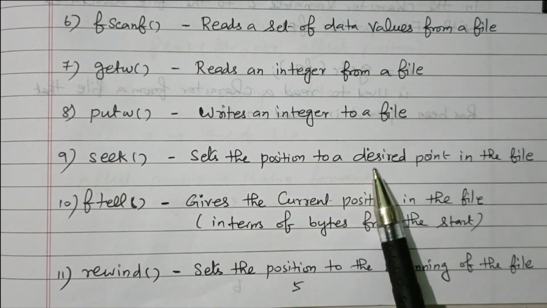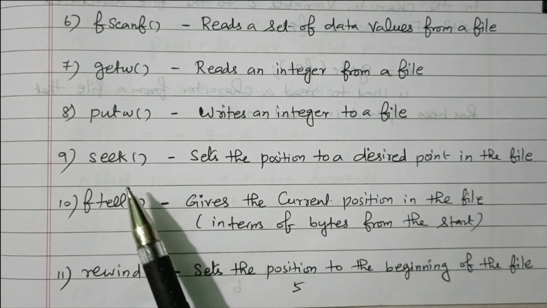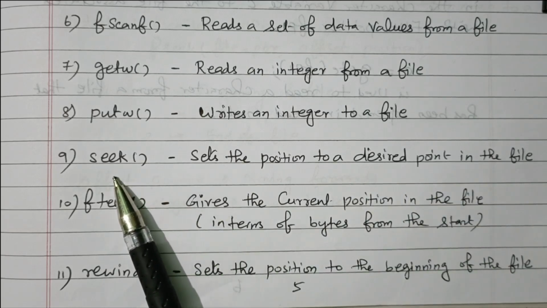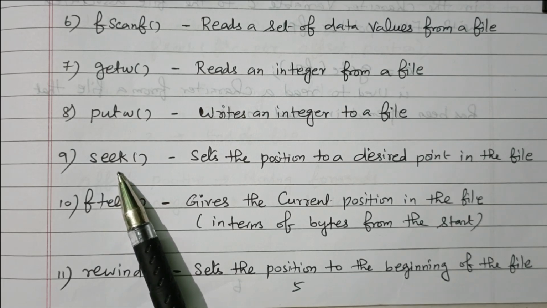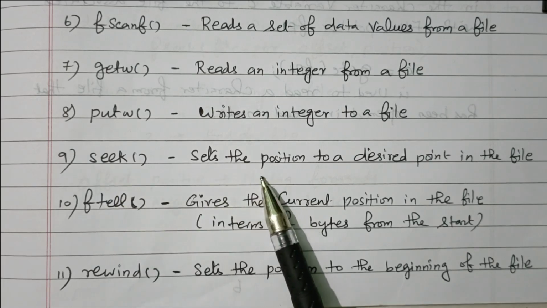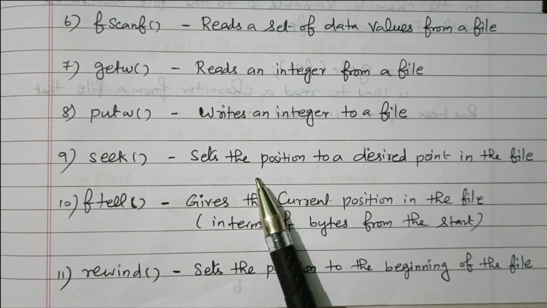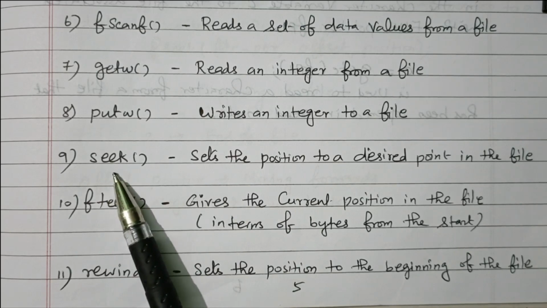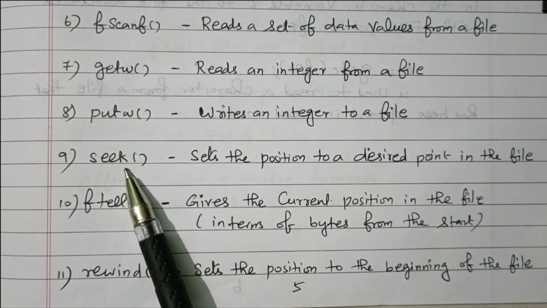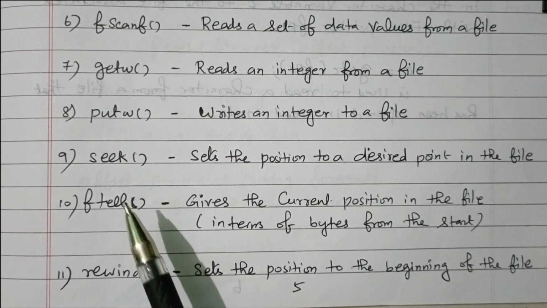Then fseek. Set the position to a desired point in the file. Either the beginning, the middle, like that. Once you open the file, the current position is at the beginning. As you keep writing data, the cursor position will be at the last. If you want to move the position to somewhere in between, the beginning or the end, we can use fseek. The separate detail for the fseek function, with its many subdivisions, is available in a separate video.